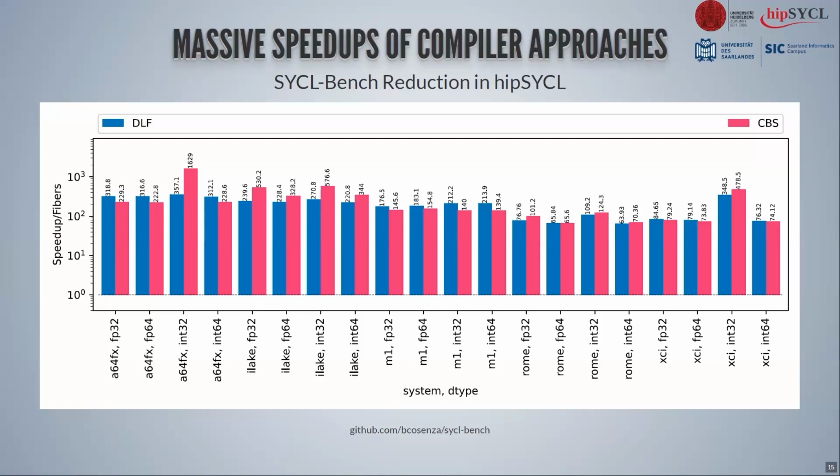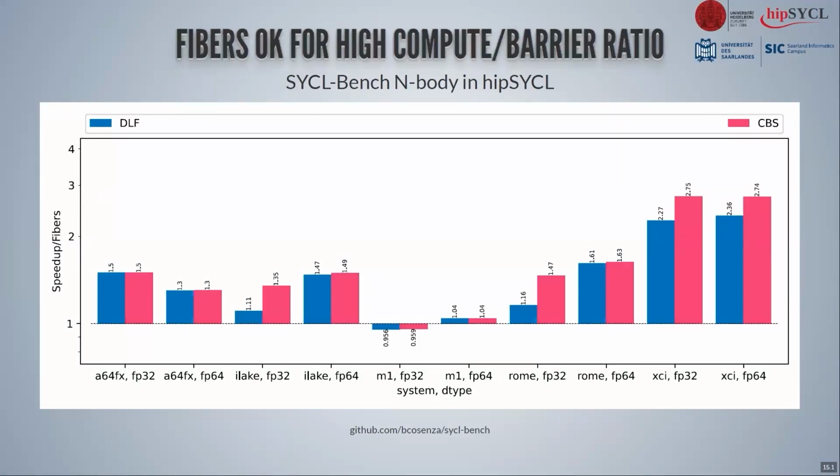I mean, even 1,500 for some cases. So yeah, we can see that the DLF and CBS implementations are more or less on par here, and there are some wins for either of them.